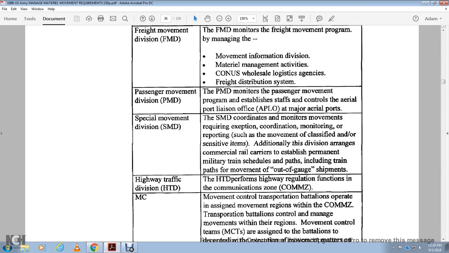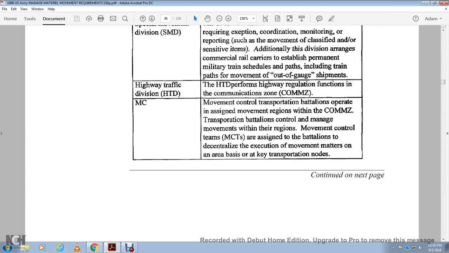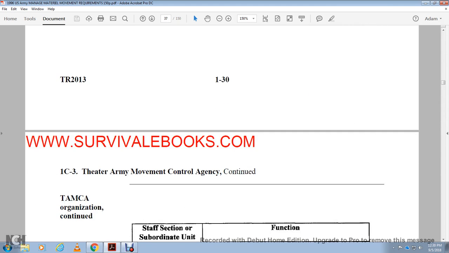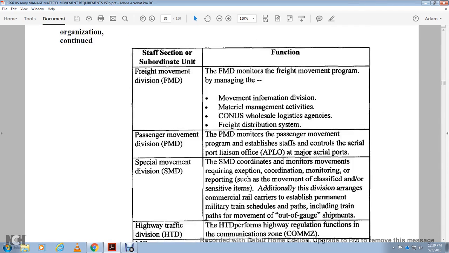The Highway Traffic Division performs the highway regulation function for the communication zone. The MCA Movement Control Transportation operator handles operating assignments with the requirements over the communication zone. The Transportation Battalion controls and manages movement in these regions. Movement control teams are assigned to the battalion for decentralized execution of movement on areas based at key transportation nodes.